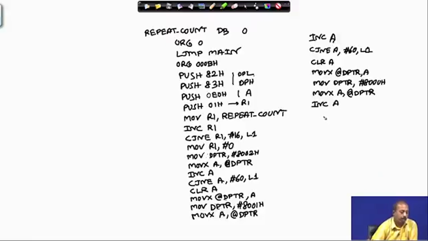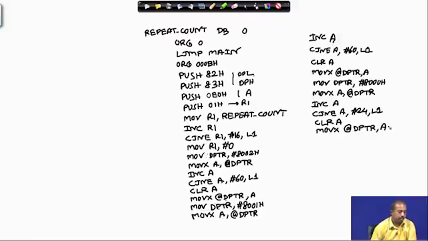Now I need to check whether the hour part has become 24 or not. So, CJNE A, #24, L1. If it has become equal to 24, in that case I need to clear the accumulator and move this 0 value to the hour memory location. That will be done using the MOVX @DPTR, A instruction. So, that register is cleared, and also that location is cleared.